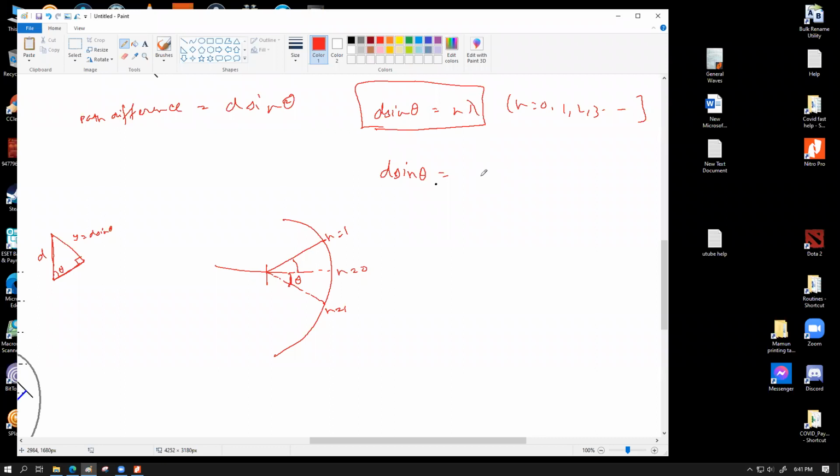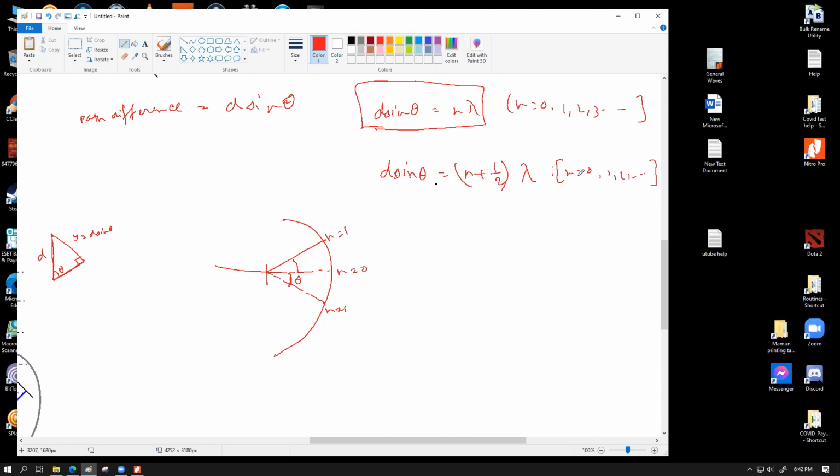Equals n lambda plus lambda by 2. Beautiful. N lambda plus lambda by 2 is basically this, n plus half lambda, yes. And the expressed value of n pretty much remains the same: 0, 1, 2, 3, and so on. So this is supposed to be the logic for the dark fringes.